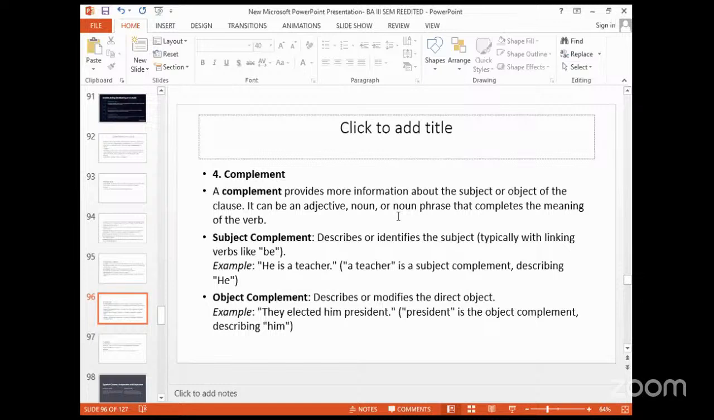A subject complement describes or identifies the subject, typically with linking verbs like be. For example, "he is a teacher." So a teacher is a subject complement describing he. What is he? He is a teacher. That's a kind of complement for the subject. Now an object complement describes or modifies the direct object. "They elected him president." President is the object complement describing him. So they elected him as president.